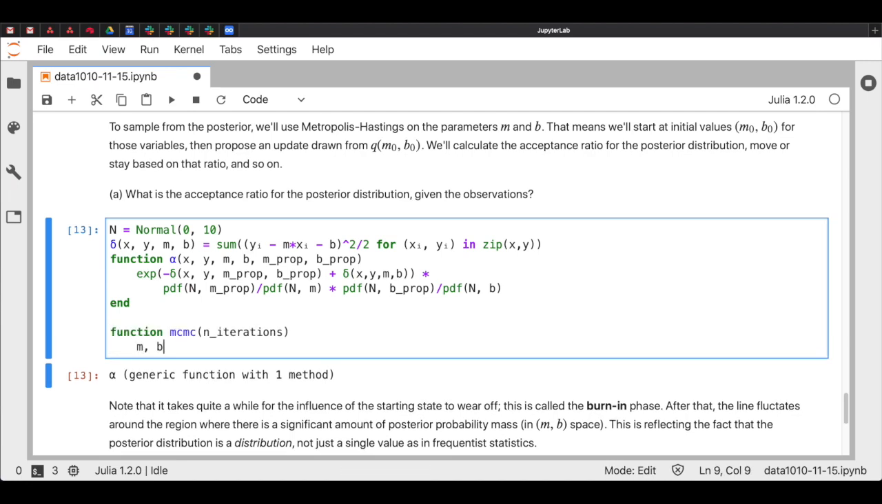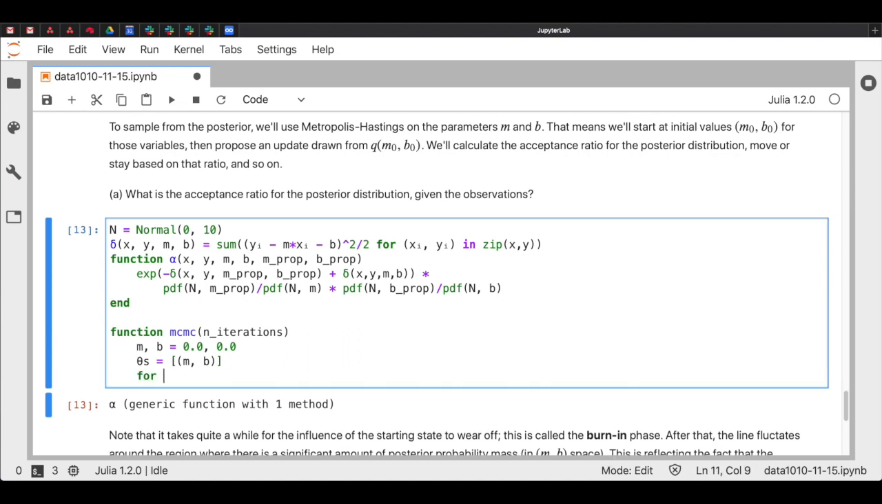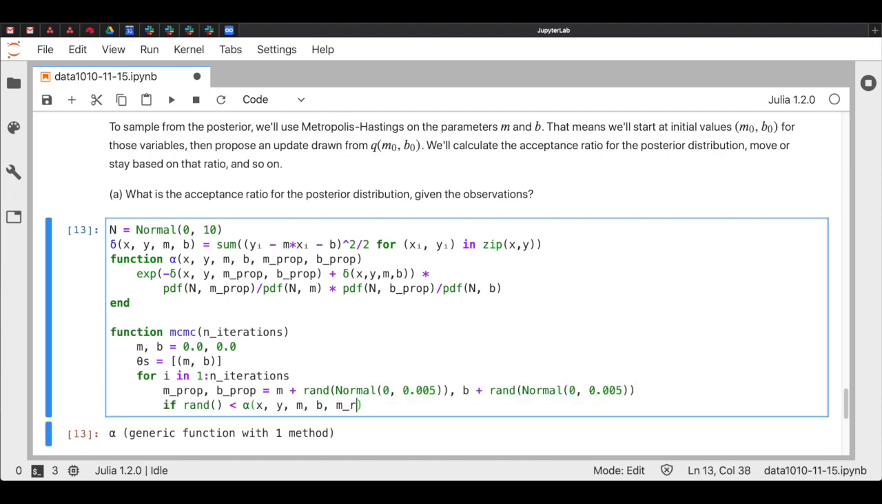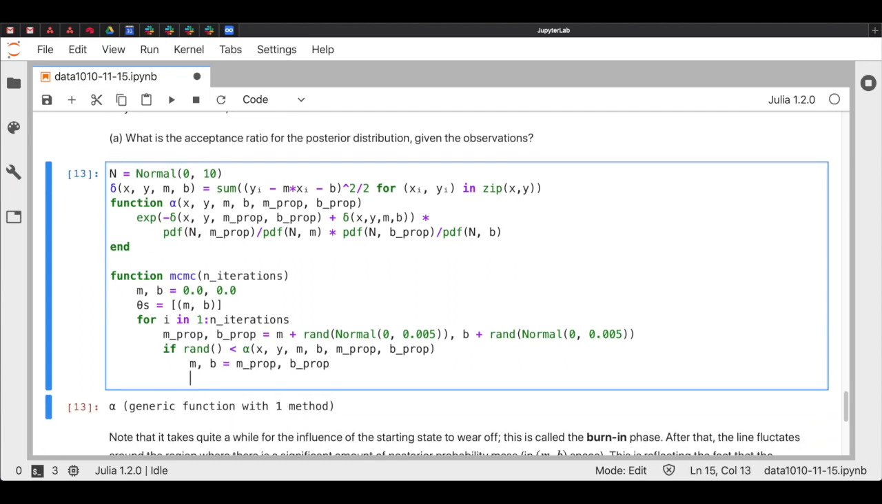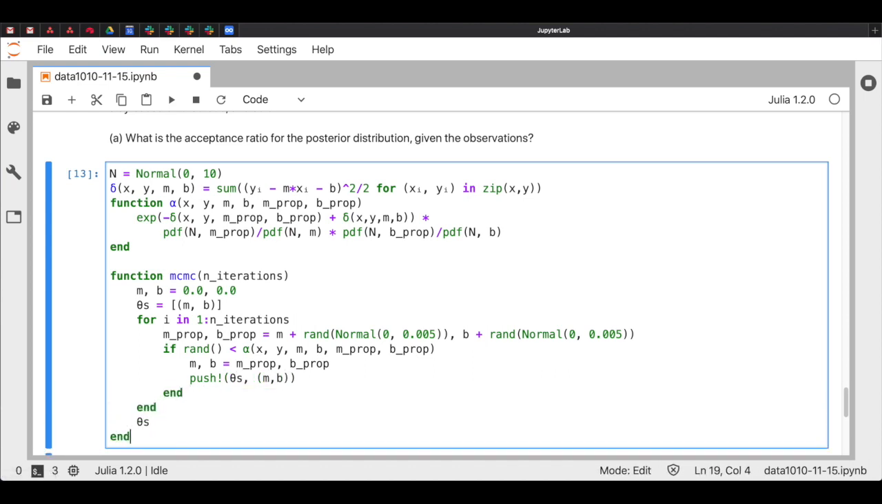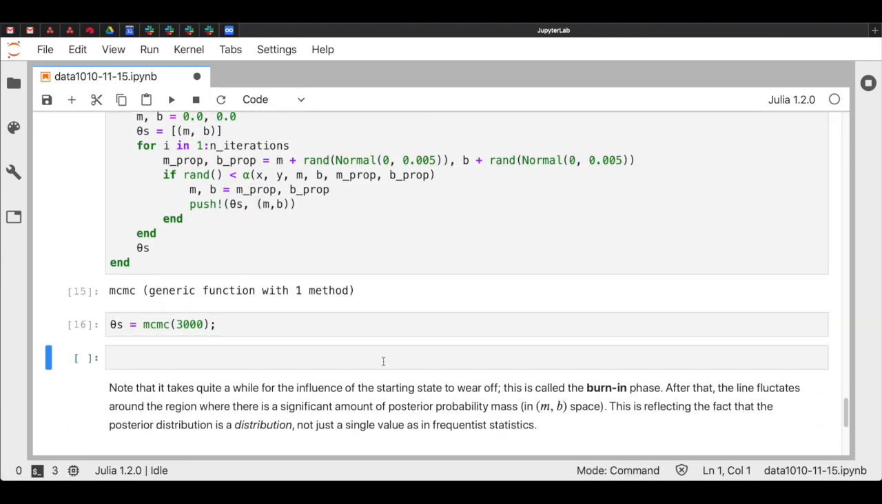Next, let's actually perform the Markov chain for n iterations. So we'll start somewhere. Let's say M, B is equal to 0 and 0. And then we'll keep track of the parameters for each iteration. And then we'll repeatedly update. So we'll come up with a proposal. And then we'll accept it with probability alpha. And if we do accept it, we'll push it to our running list of thetas. And finally, we return this list of thetas. So we're keeping track of our whole history. So let's run it for 3,000 steps. Now let's see what's up.